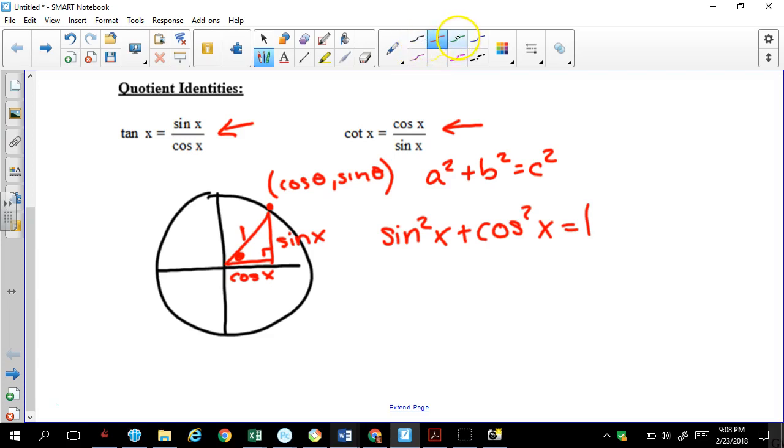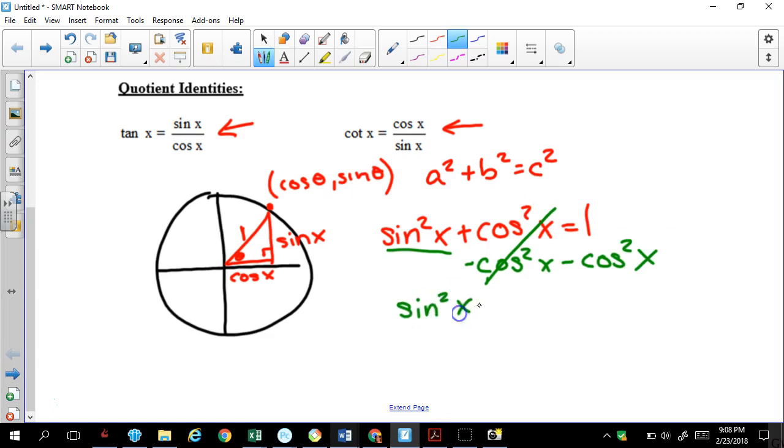So I can take this equation and I can go ahead and solve for sine squared x. By doing that, I'll subtract cosine squared x from both sides, okay? That'll cancel this out and that'll leave me with sine squared x equals 1 minus cosine squared x, okay? That's your second Pythagorean identity.